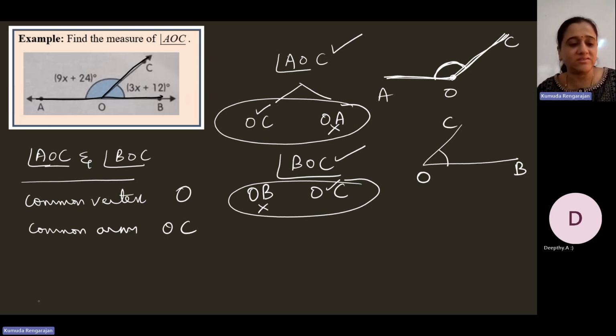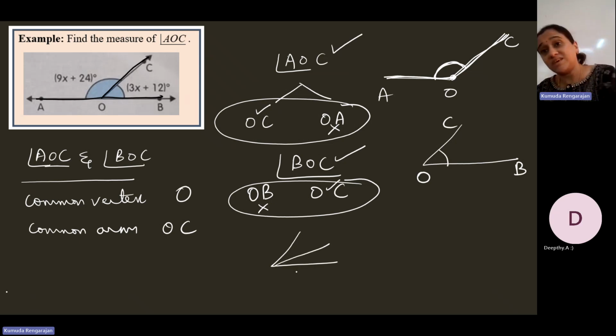They are not on the same side. See, same side meaning like this. Supposing this is the common arm and the remaining two arms are like this, they lie on the same side. Supposing this is the common arm and these two are the non-common arms.